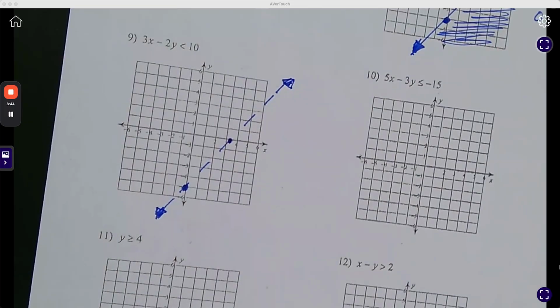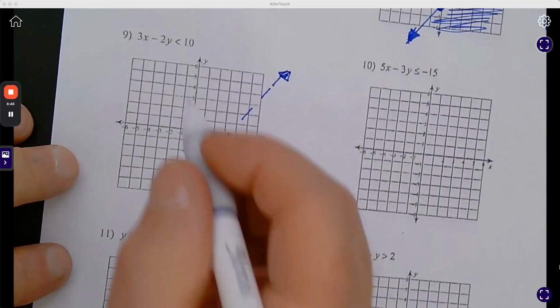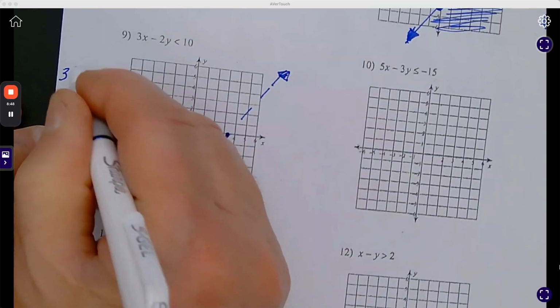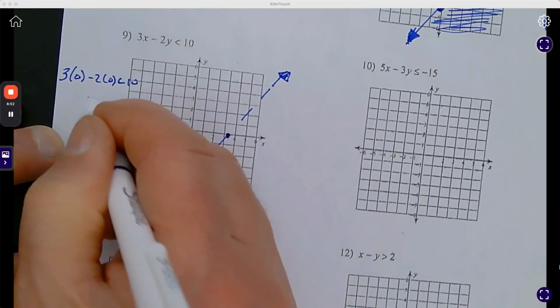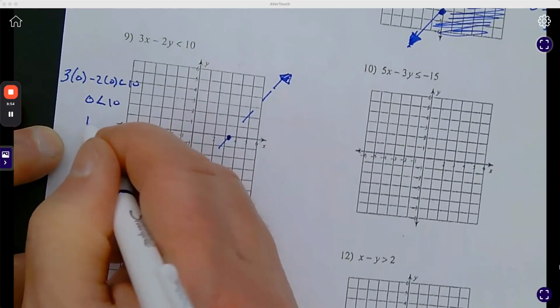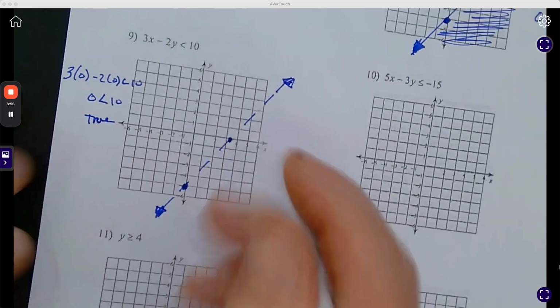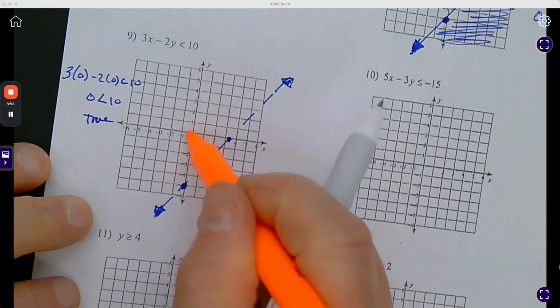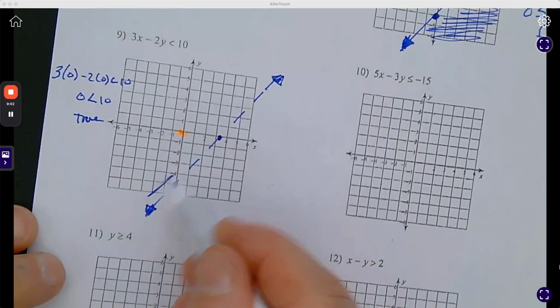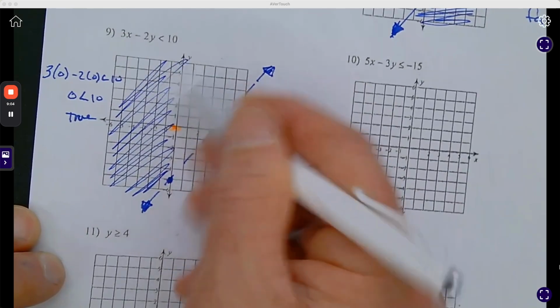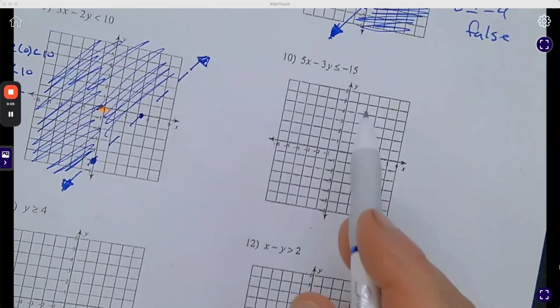Alright, so let's put in 0, 0. 3 times 0 minus 2 times 0 is less than 10. 0 less than 10, that's true. So this test point was true. So that means I shade on that side because that was a true statement. Okay, let's do it again.